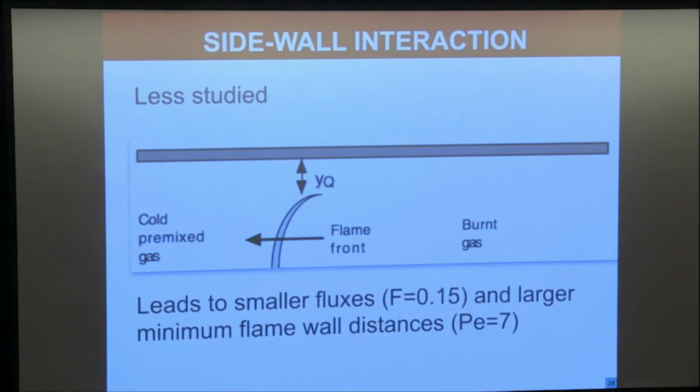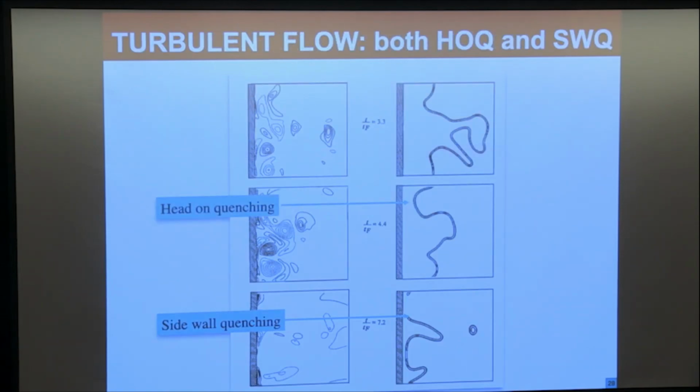When you do sidewall interaction, it's exactly the same thing, except that instead of 0.3 for the flux, you have 0.15, and that means the distance here between the wall and the flame extremity is 7 times the delta, which is D over SL0. Now, this is for laminar cases. If you do turbulent cases, then the flame will come close to the wall and quench locally as a head-on quenching, and then it will move laterally as a sidewall quenching. All these things will happen one after the other, and you have to combine them.